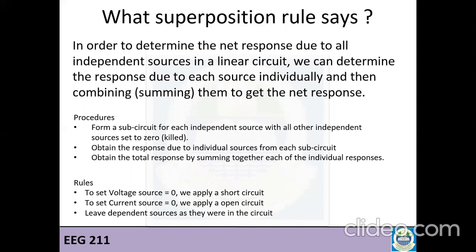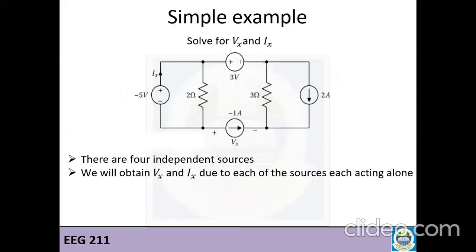In superposition, please take note, dependent sources are left as they are in the circuit. You do not tamper with dependent sources. You only short circuit independent voltage sources or open circuit independent current sources, whereas dependent sources are left alone.